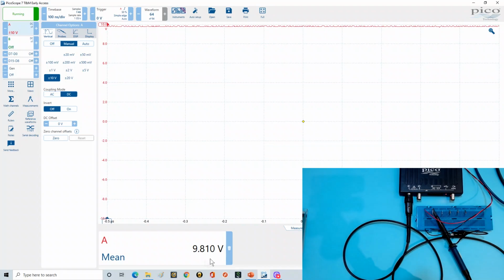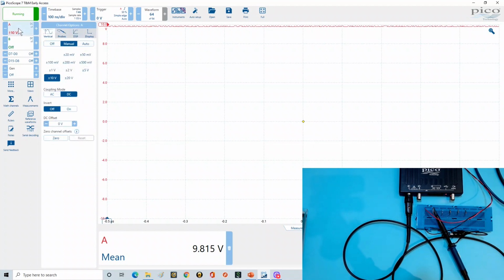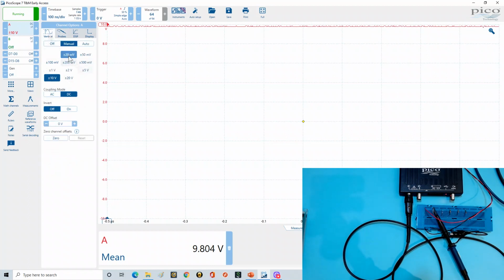So here I've pulled up the mean of the voltage. This is from the measurements. If I go to more, you'll see the measurements bit here. What I've done is pulled up the mean of the signal. Let me just check my probe is on ×1. I'm just going to double check that everything's okay, because I do a lot of setting up with this. So there's my probe, it's on ×1, and the vertical is on ±10. You'll see here that we've got around about 9.8 volts.